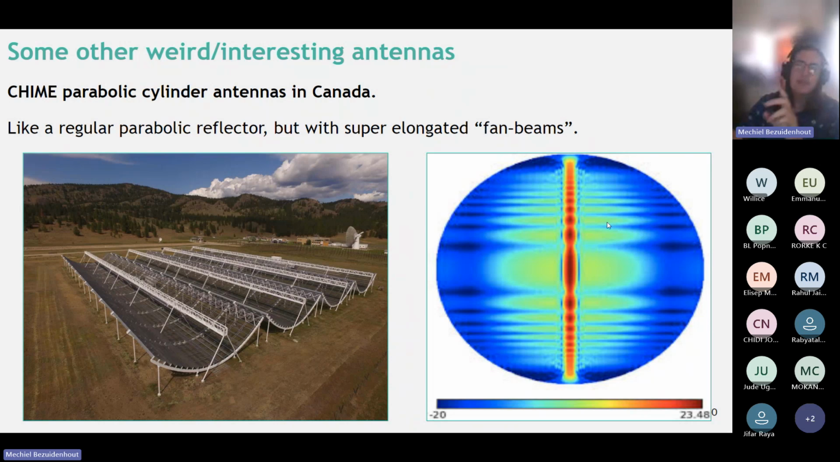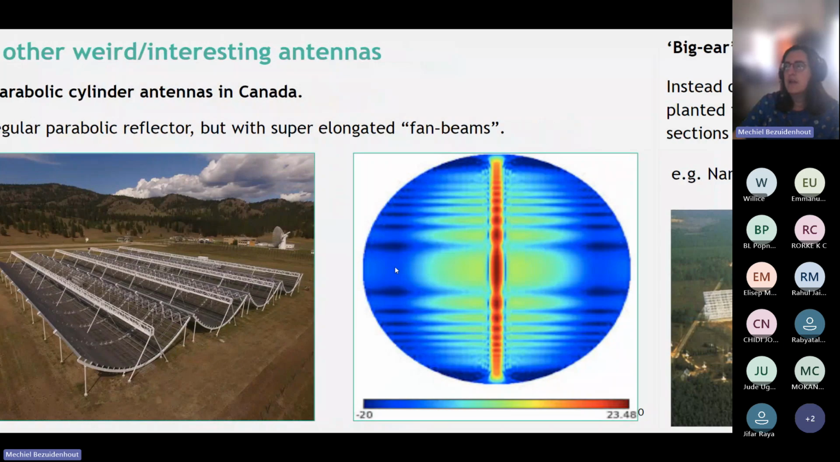You're able to see a very large area of the sky, but it has very poor angular resolution in one direction. That's interesting. Another interesting type of antenna is called the big ear antennas.